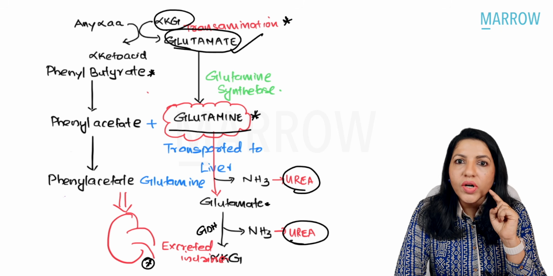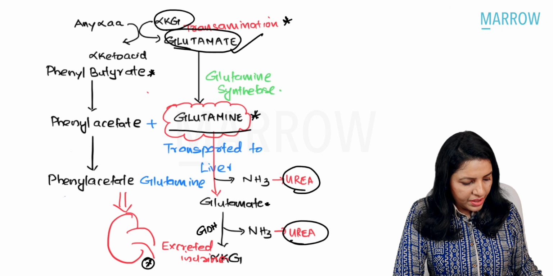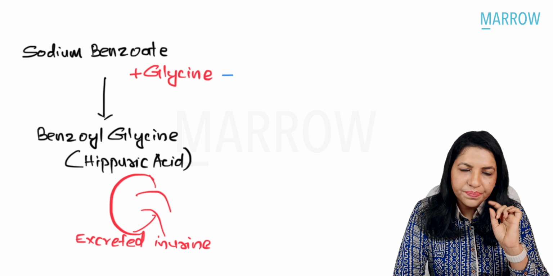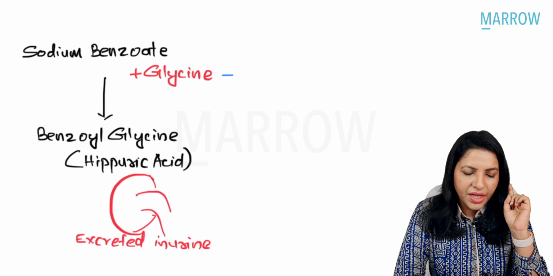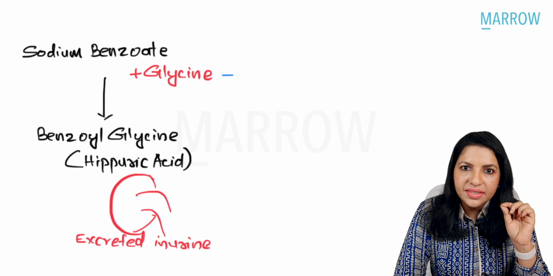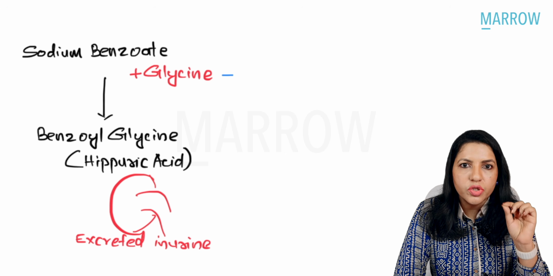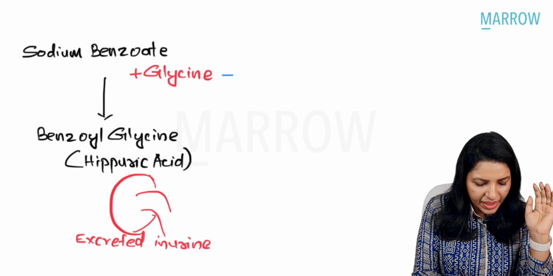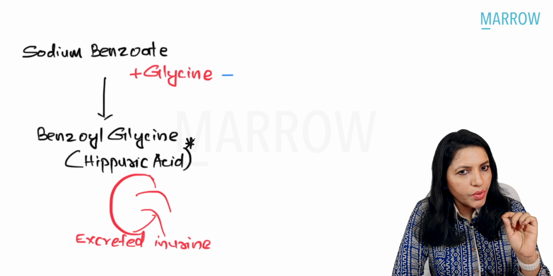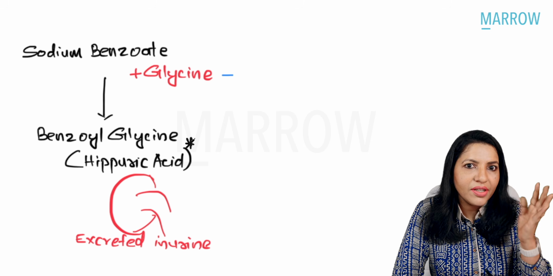Then, what is the other acylation therapy? The other acylation therapy, instead of this, is sodium benzoate. Sodium benzoate combines with glycine. Now this glycine, when it combines with sodium benzoate, forms benzoyl glycine, which is otherwise called hippuric acid. And this hippuric acid is excreted in urine.